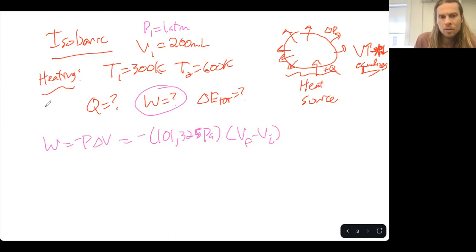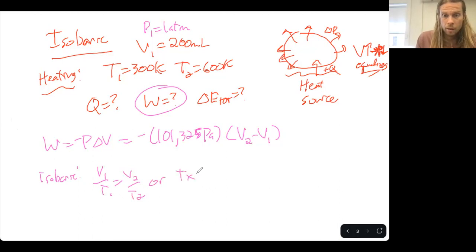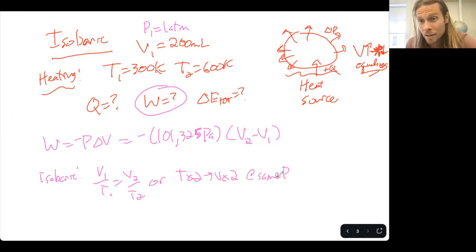So what is the final volume? Well, we can get it from the ratio. It's an isobaric process. So V1 over T1 equals V2 over T2, or the fact that the temperature doubled means the volume doubled at constant pressure. This is isobaric processes. This is what we're supposed to know already, right? Let's not forget it. So this should be familiar, or at least ring a bell, right? So this is what we're doing.